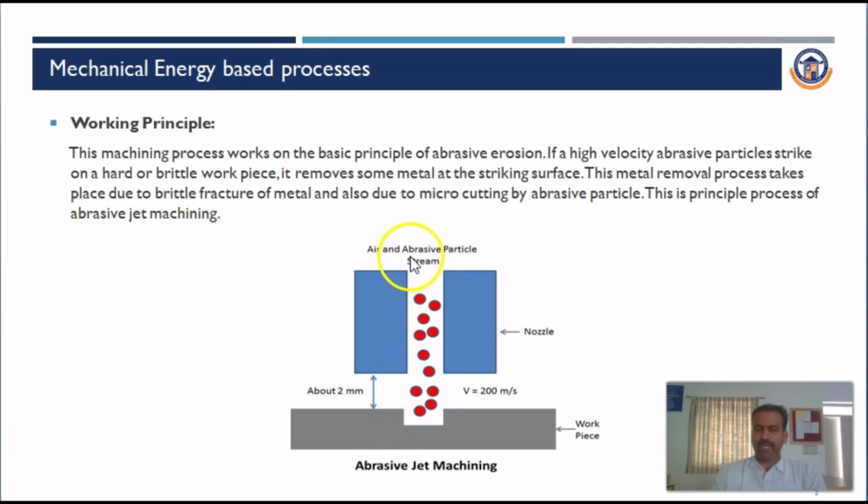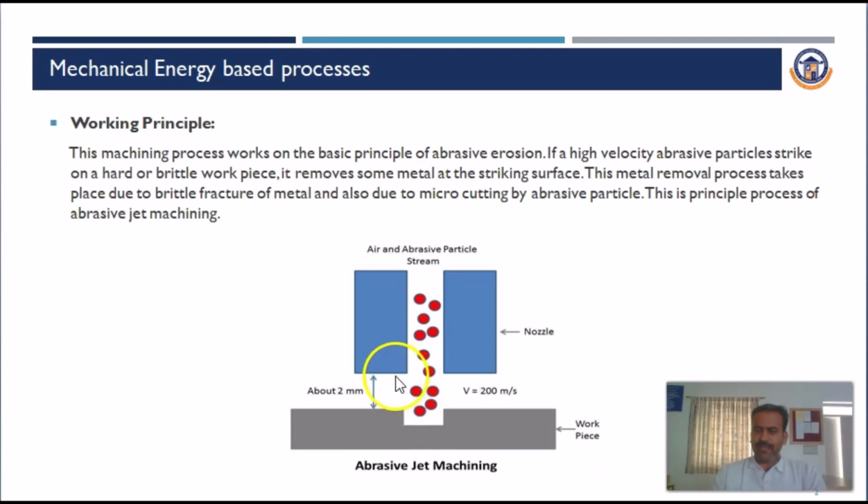At that time we supply the air with abrasive particles. The high pressure is supplied through the nozzle. The high pressure air with abrasive particles hits the workpiece. Wherever the high pressure air with abrasive particles hits, at that particular place the metal is removed. That is called abrasive erosion.